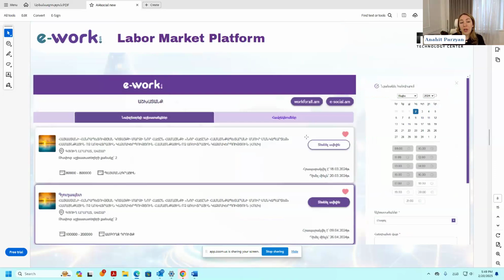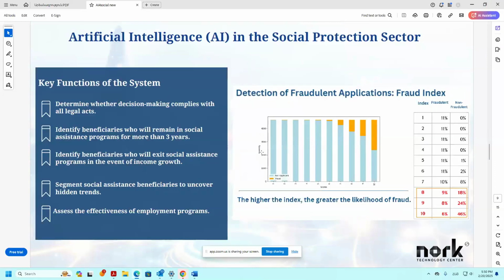And now I'm going to show you the labor market platform. You see, it's designed. Can you be super quick, Anahit, because we're running a little bit out of time. But yeah, please take it. Already.